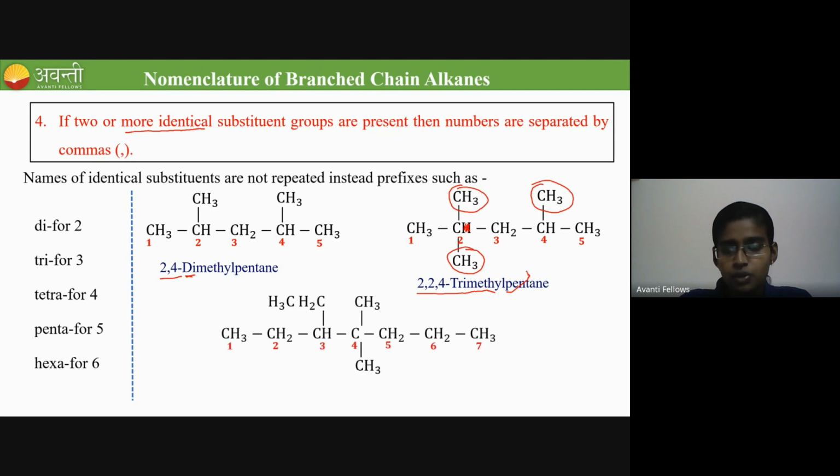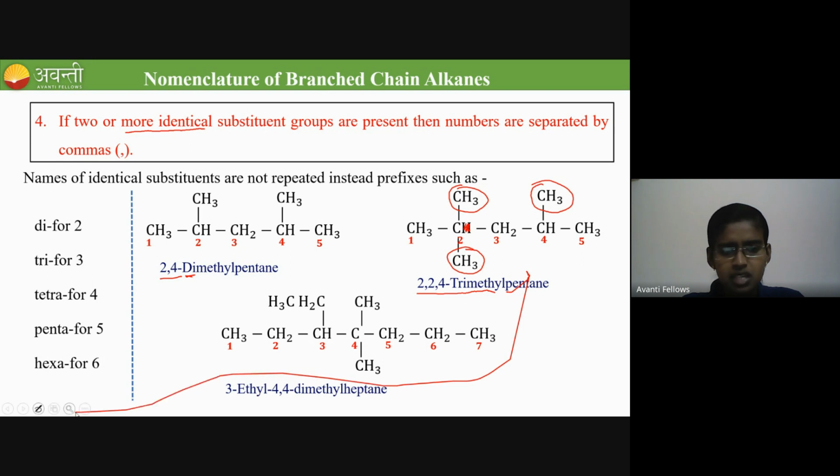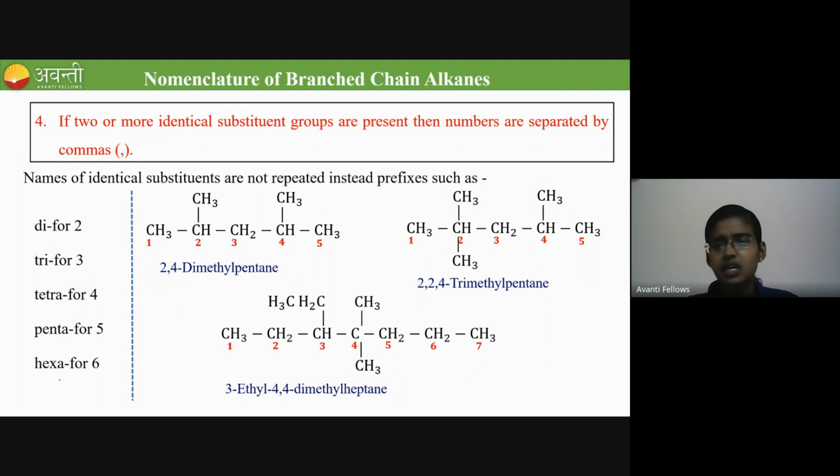In one more compound you see, the parent chain contains 7 carbons. To the fourth carbon we have 2 methyl groups and to the third carbon we have an ethyl group. CH2, CH3 is called ethyl and these two are methyl. Now 3-ethyl, in alphabetical order, right? So 3-ethyl, 4,4-dimethyl, 7 carbons, so hept, alkane, ANE. Clear for all?